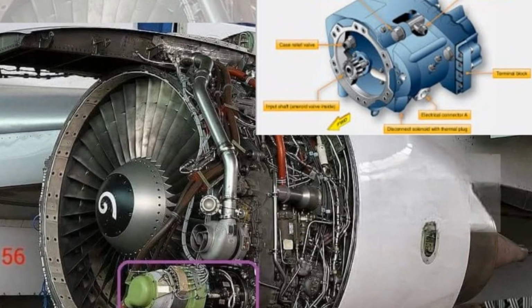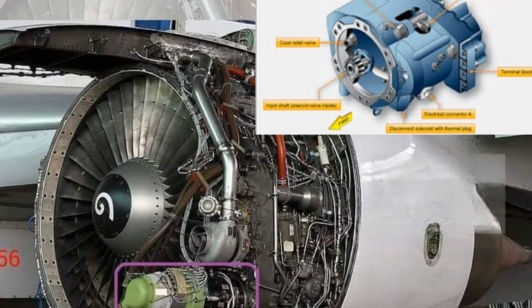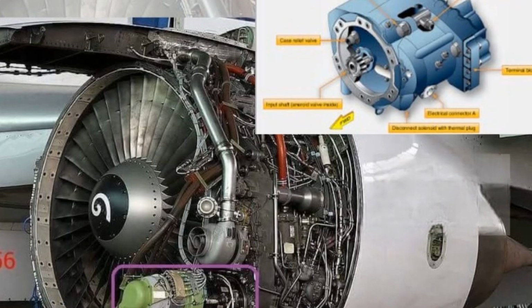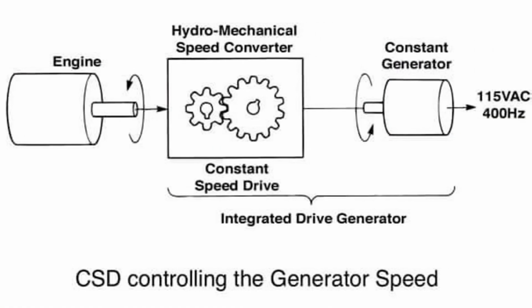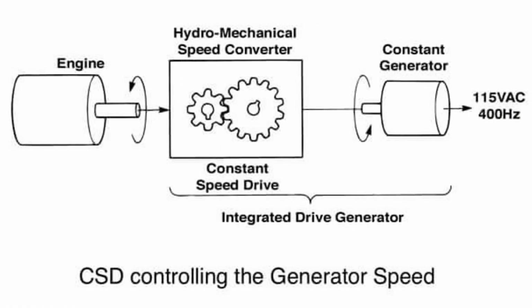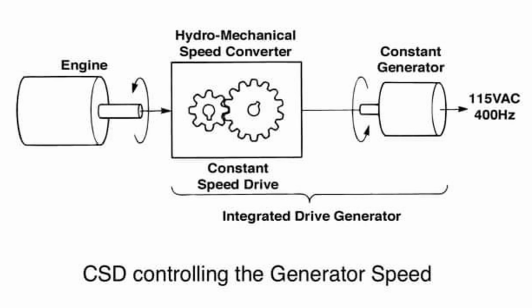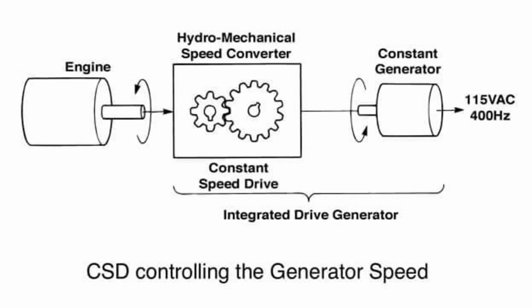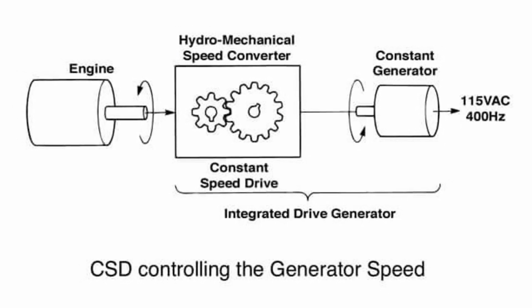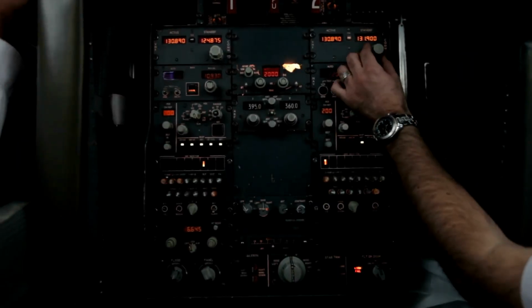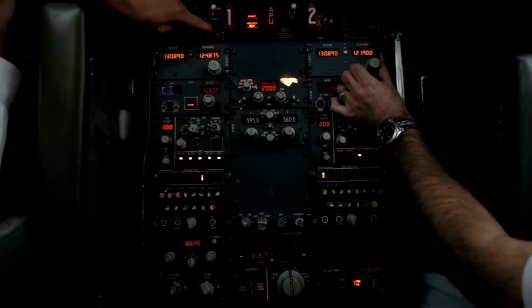The aircraft's main engines drive engine-driven generators called IDG, or Integrated Drive Generator. The integrated drive generator plays a crucial role in an aircraft's electrical system. IDG output is normally between 115 and 120 volts depending on the aircraft. IDG provides electrical power for all the aircraft systems.